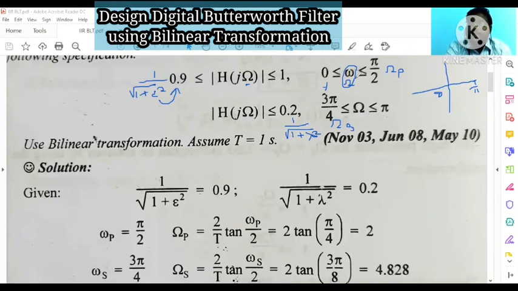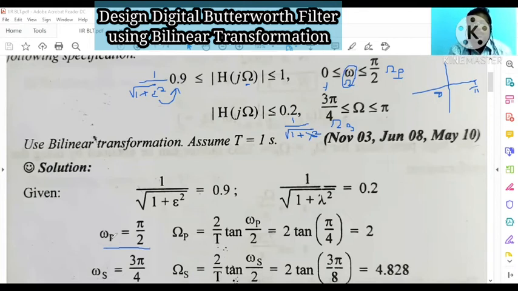Second thing is we need to find out omega p and omega s, isn't it? But here instead of this omega you have the digital frequency, right? So here omega p is a digital frequency, so omega p equals pi by 2. But omega s is the stop band frequency, that is capital omega, an analog frequency only, so there is no problem. So you just put omega s equal to 3 pi by 4, right? But omega p is given as a digital frequency for the bilinear transformation, and you need to convert this into analog frequency.